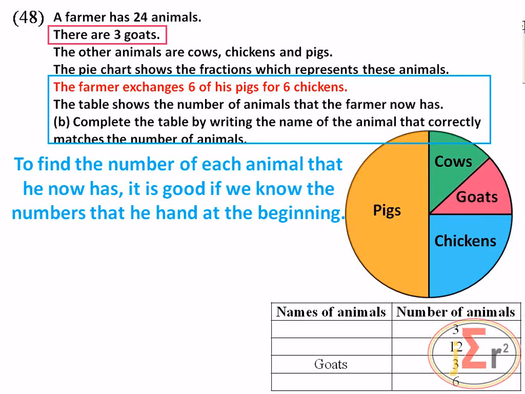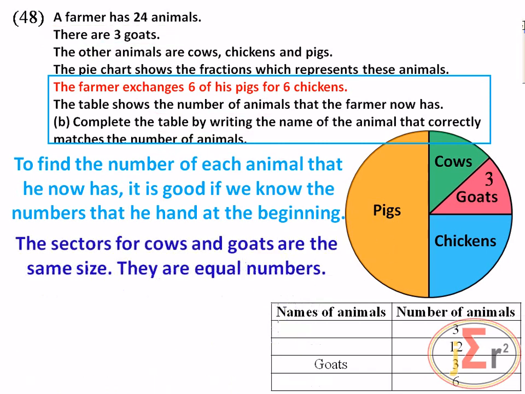Any section looks the same size as goats? Yes. Which one? Cows. Okay. So we have 3 goats. The sectors for cows and goats are the same size. They are equal numbers. I am saying that the sector for goats and cows are the same size. So if this is 3, then this has to be 3.